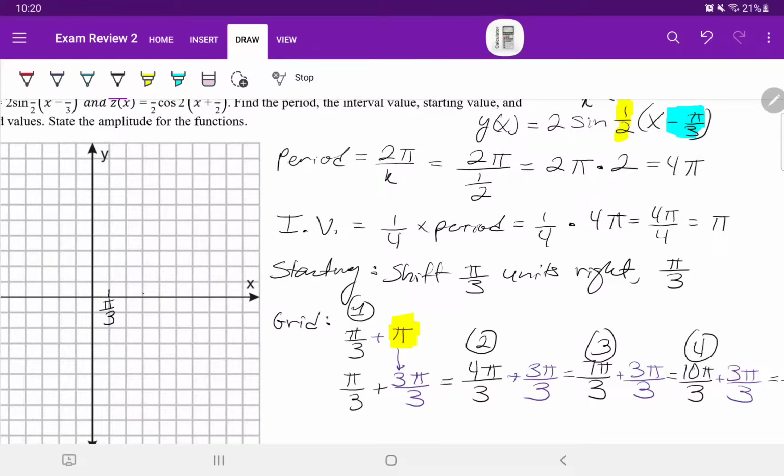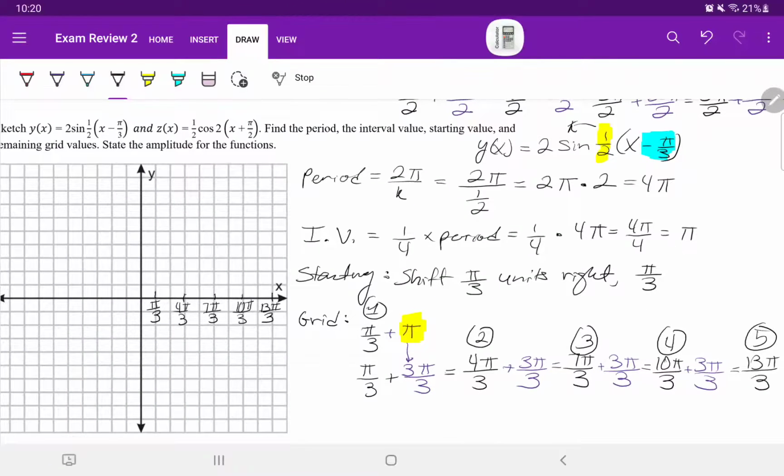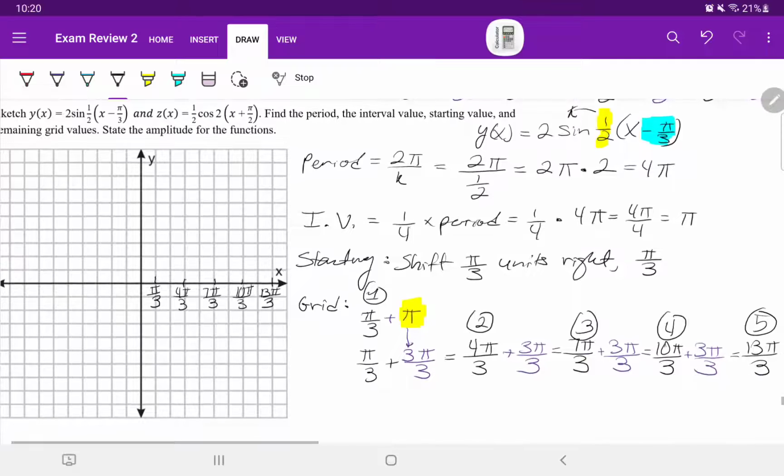So then we have 4 pi over 3, 7 pi over 3, 10 pi over 3, 13 pi over 3. Now, we want to find the amplitude for the function.